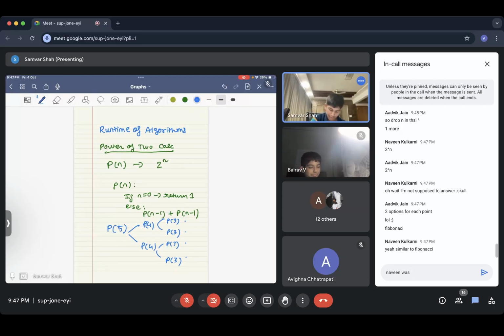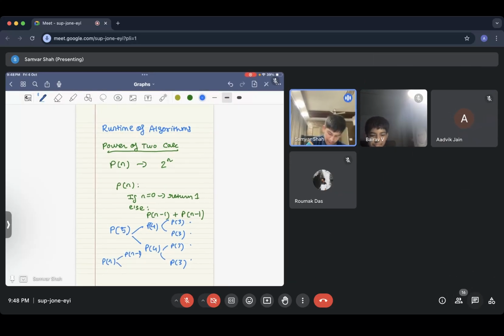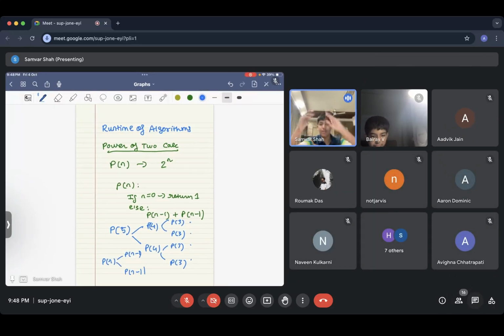Because if you have P of n, you're just going to go P of n minus 1 and P of n minus 1. And then you're just going to have a complete binary tree, because each node will have 2 children. So this would just be 2 to the n, because the height of the tree would be n. So does this runtime make sense? Yeah, I'm just going to assume it makes sense.